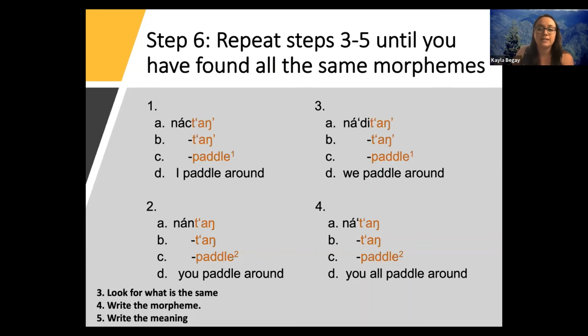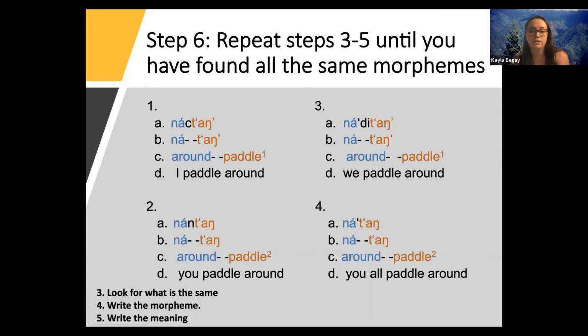next we need to go back through, right? Repeat steps 3 through 5 until you have found all the same morphemes. So we still have this na that we can put in there. So na, around, right? So we're looking for what's the same. You write the morpheme, you write the meaning, and we've done that for na here now. There's still other things to look at though. So repeat these steps until you've found all the same morphemes.